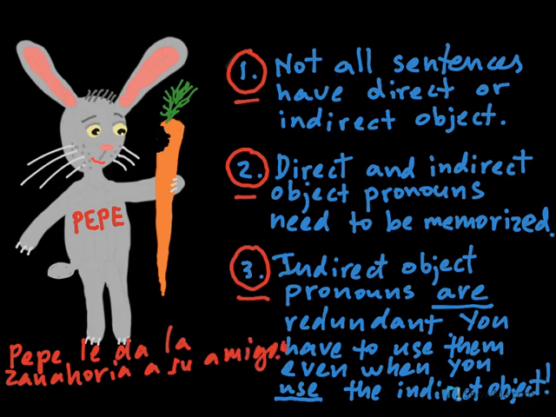And yes, it is different from English. He said to his friend, and yet you still have to say to him. So that to him is not negotiable. That is a must. You have to use it. It is redundant, but it also makes Spanish original and interesting.